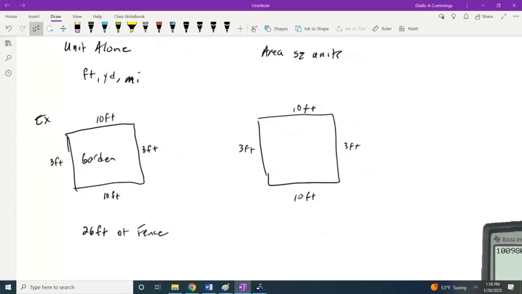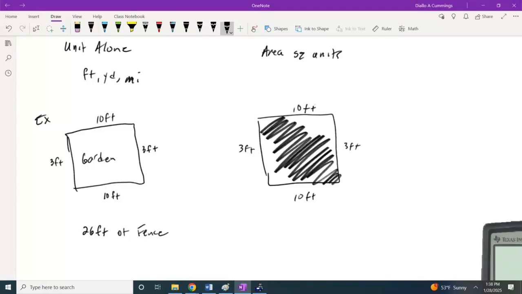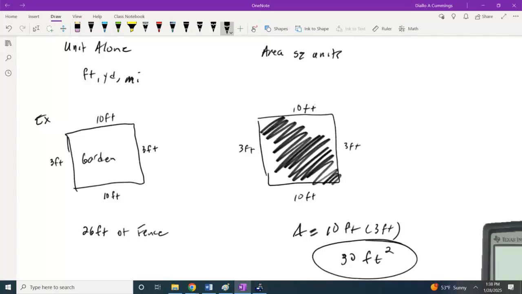If you want to go and buy some carpet, you wouldn't say I want 26 feet of carpet, because carpet measures square units, and square units is the amount of surface. So in order to find the amount of surface, that's the area. So I'm going to multiply 10 feet times 3 feet, and you get 30 square feet. So if you want to go buy some carpet, you would say, I need 30 square feet of carpet.